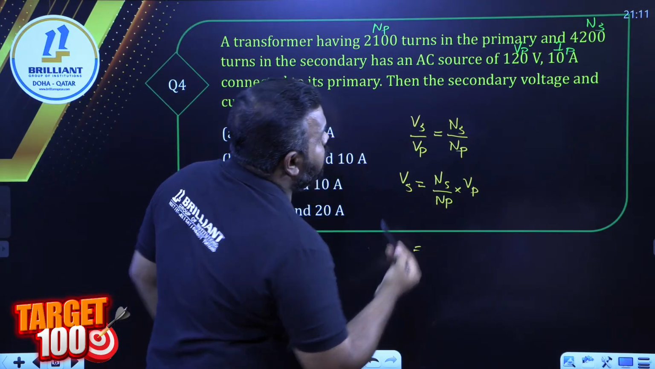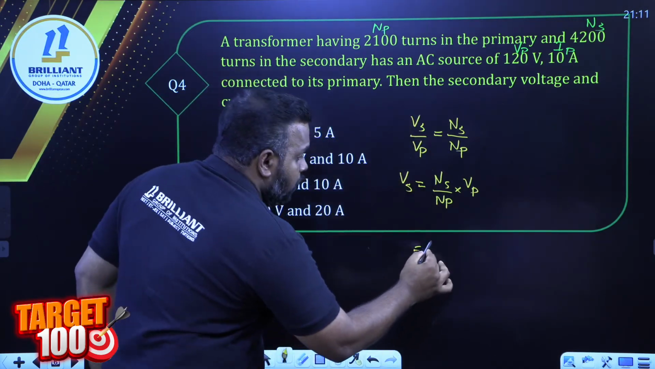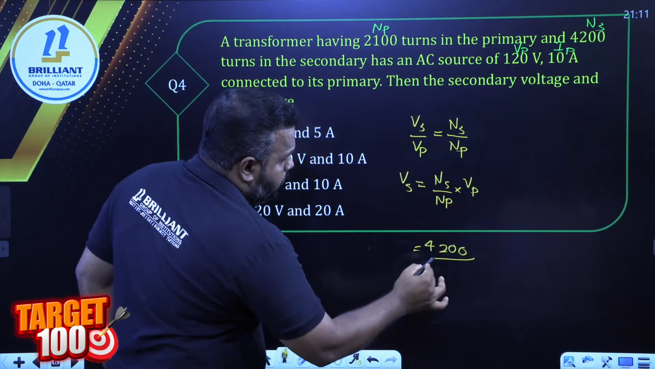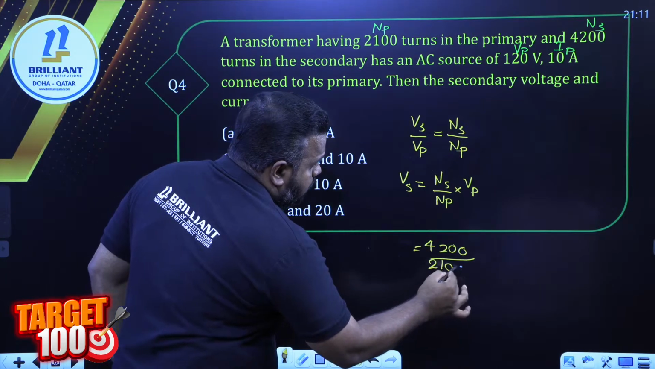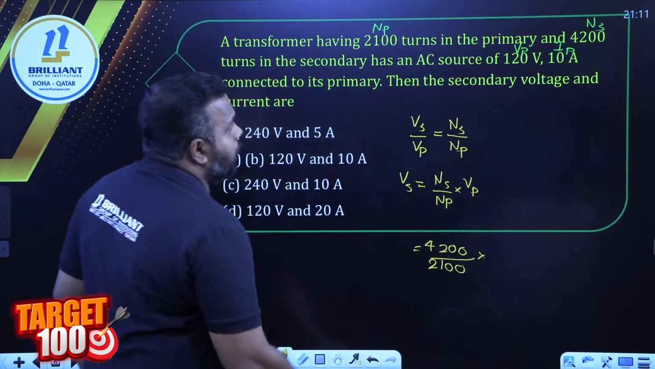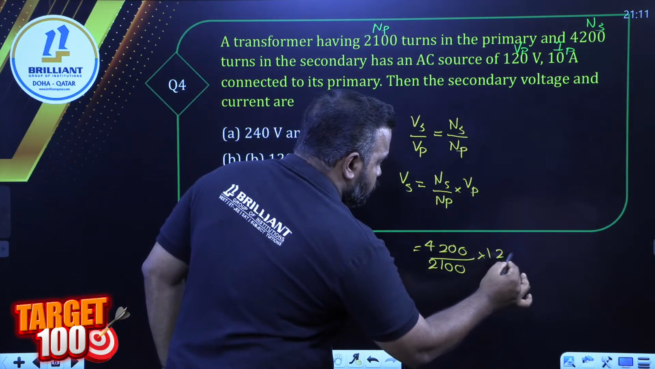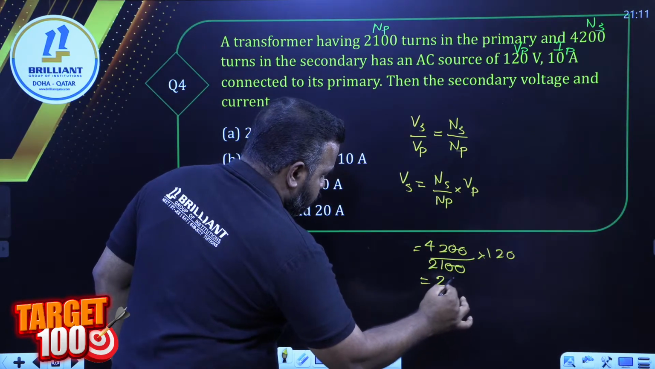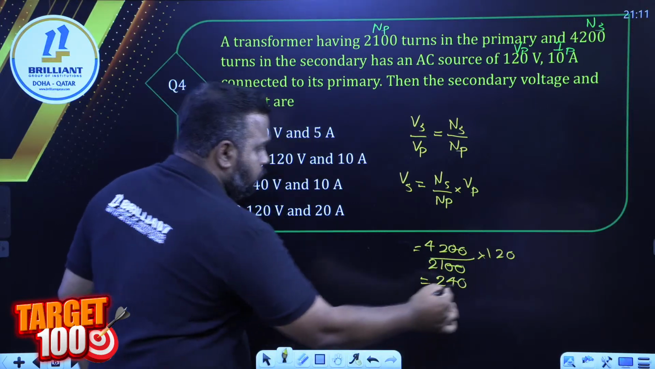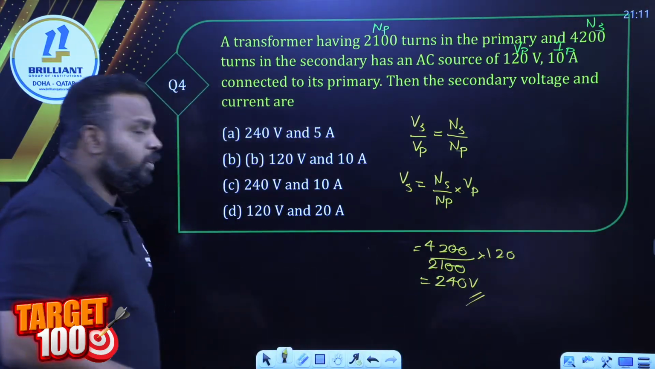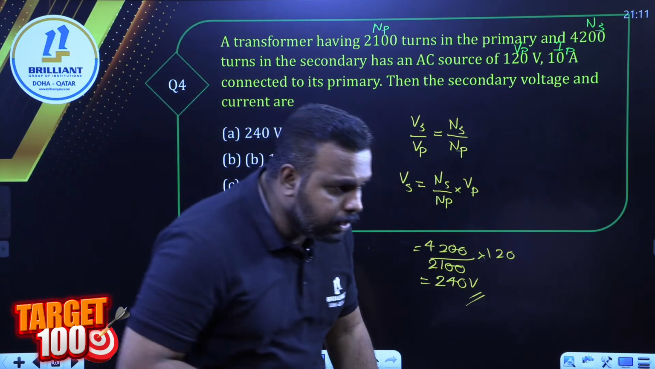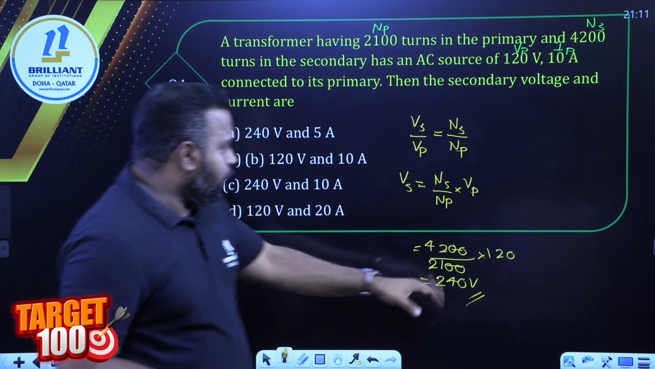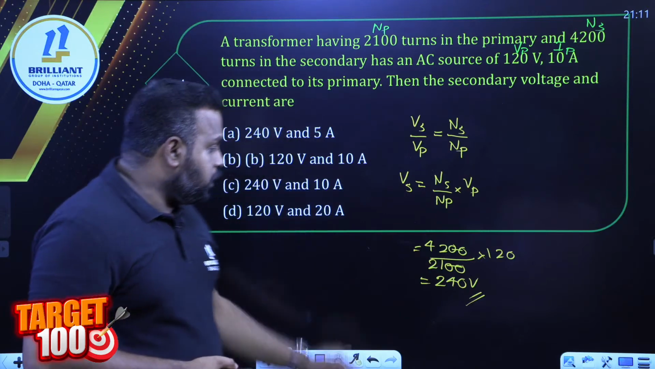Substitute. What is Ns, number of turns in secondary? You can see it is 4200. Np, number of turns in primary, 2100, into Vp. Primary voltage is 120. So we got the answer. See, 42 by 21 is 2. 2 into 120, 240. 240 volt is the secondary voltage. I can see the answers like option A, option C. Okay, we'll check. Anyway, secondary voltage is 240.